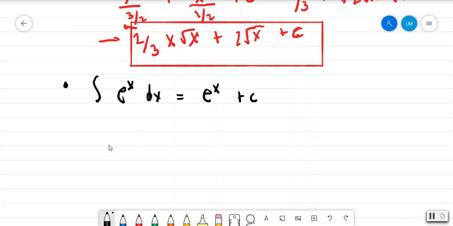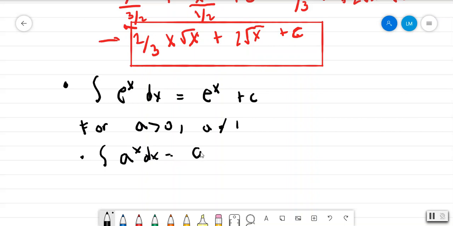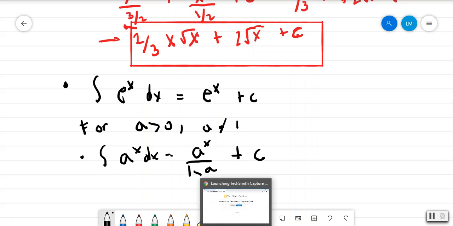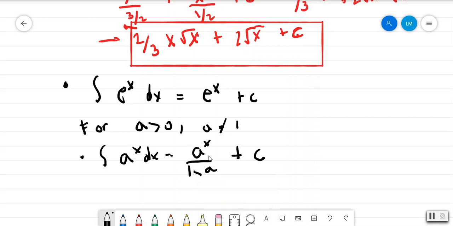The other thing that we do have is this: for some positive a, where a is not equal to 1, the integral of a to the x dx is equal to a to the x all divided by the natural log of a, plus c. So that tells us that it's a to the x divided by ln of a plus c.